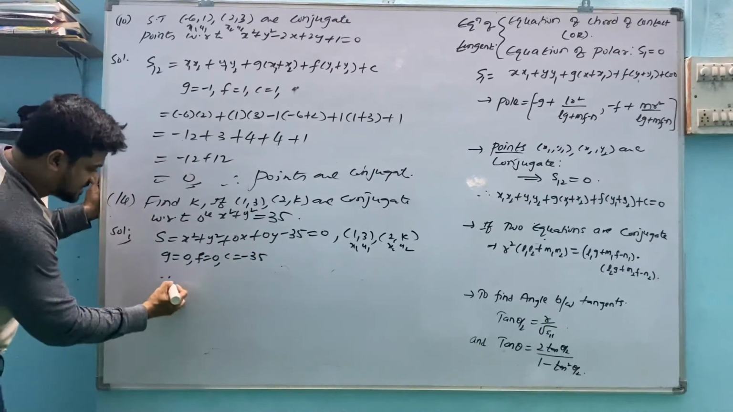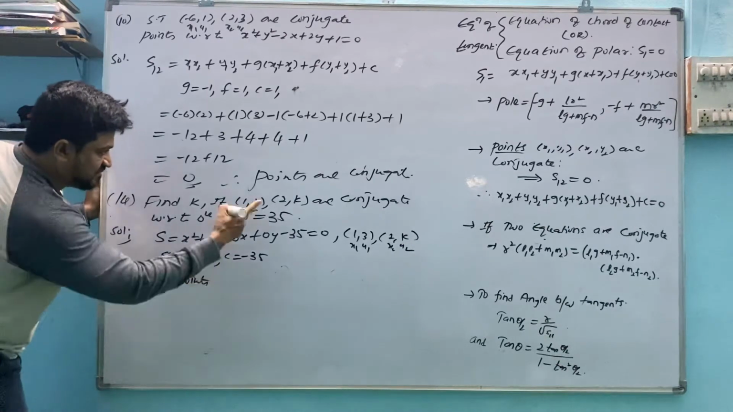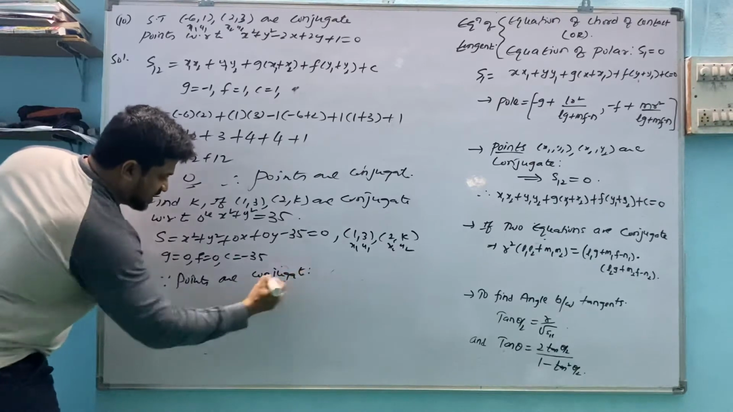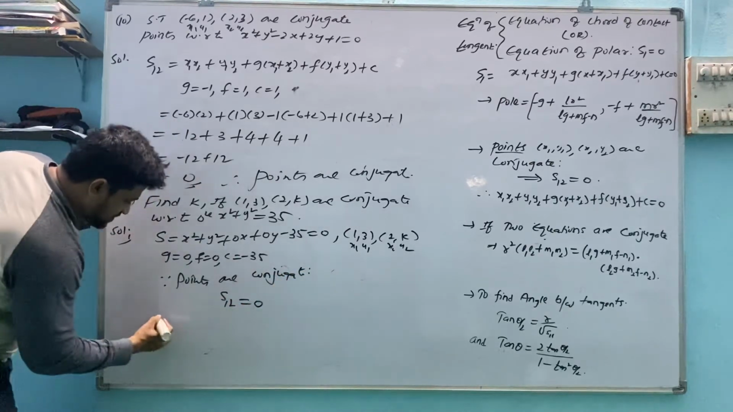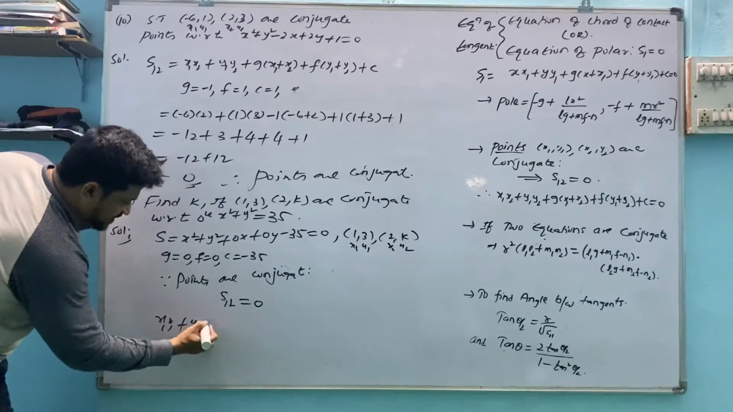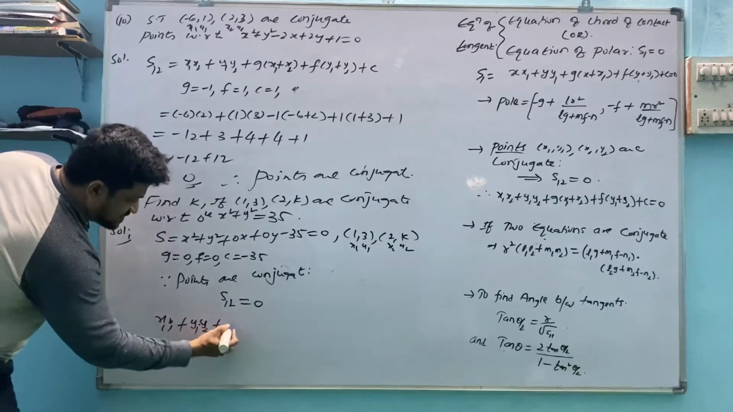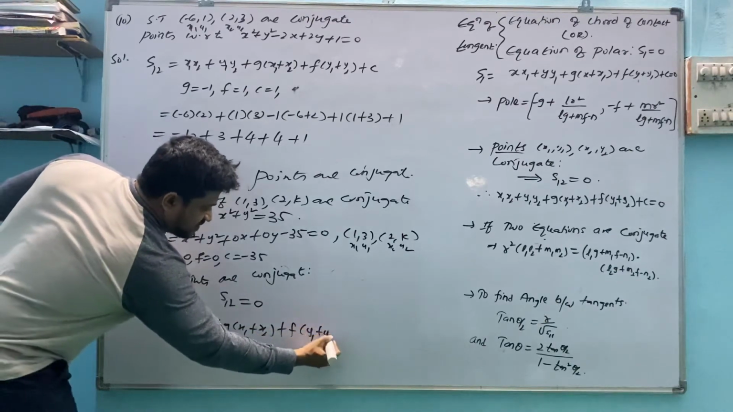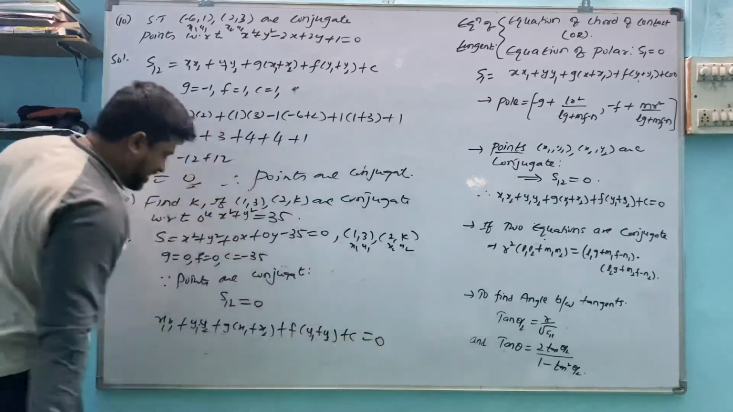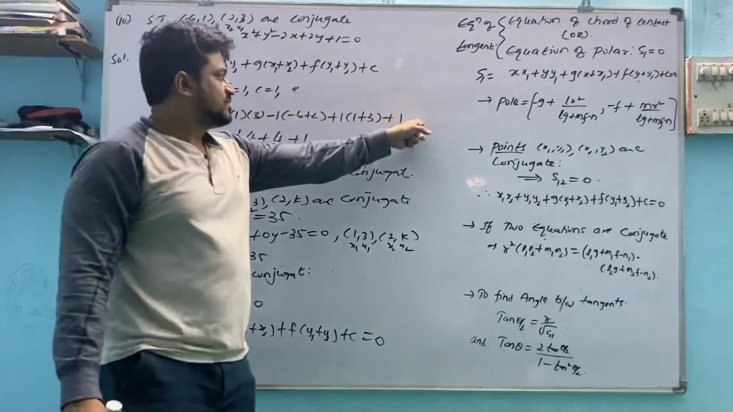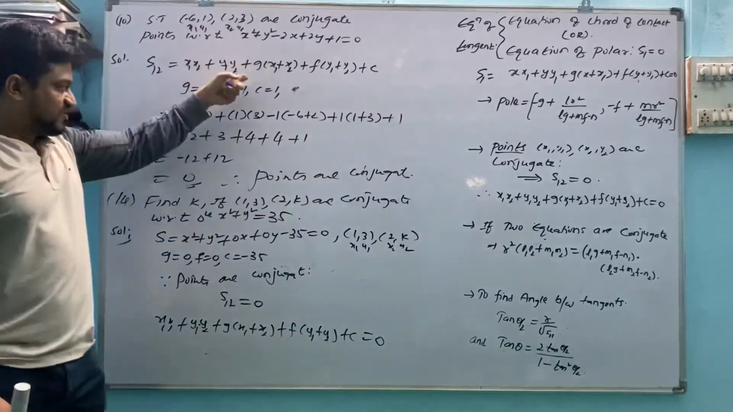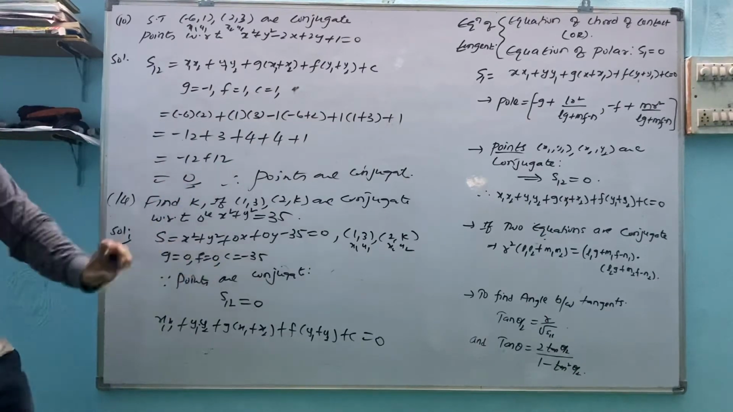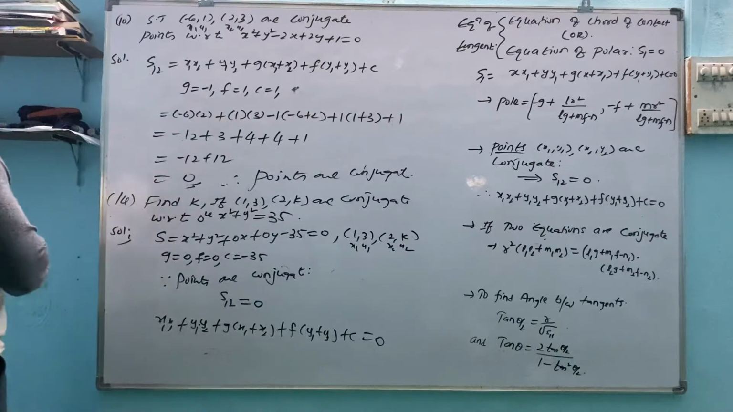Now S12. Since points are conjugate, what they have given? Points are conjugate. If they are conjugate, S12 equal to 0: x1 x2 plus y1 y2 plus g into x1 plus x2 plus f into y1 plus y2 plus c equal to 0. Here I have not taken equal to 0 because there we needed to show that points are conjugate and get 0. Here we need to find the value of k, so we should take the value equal to 0. Now what do we have? x1, x2.